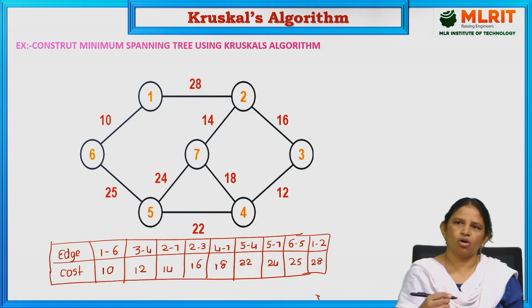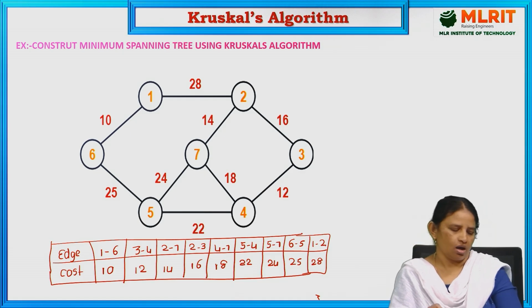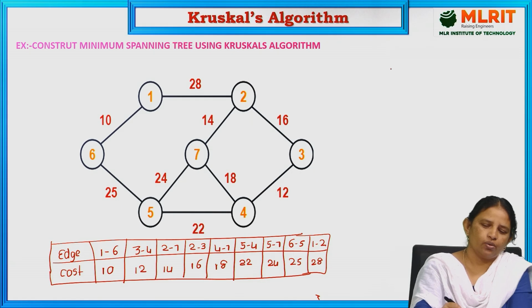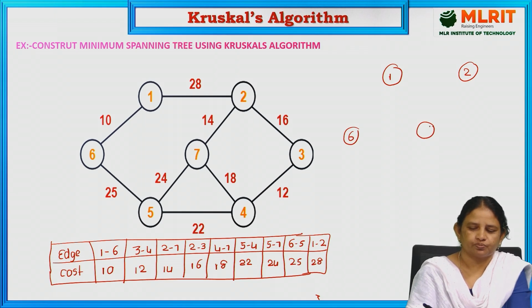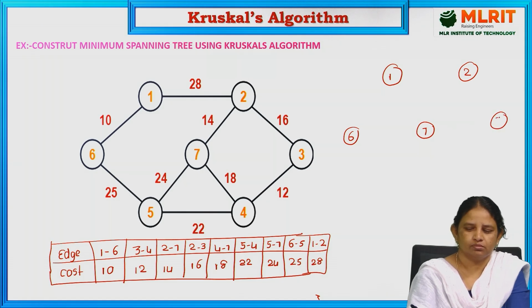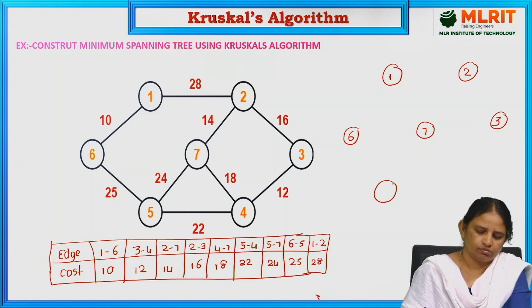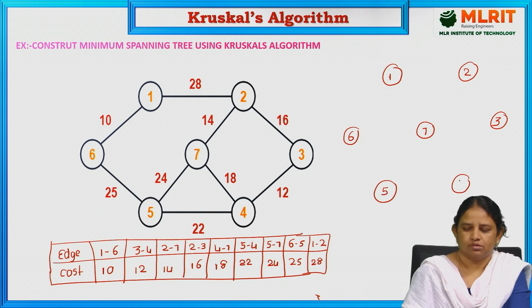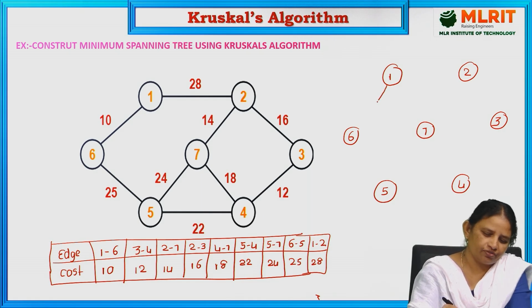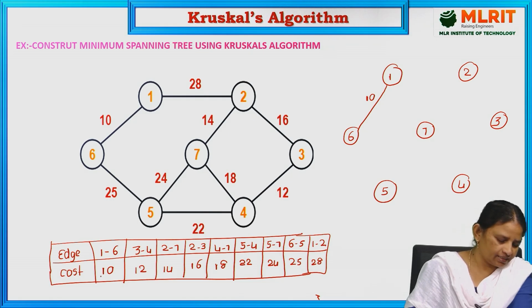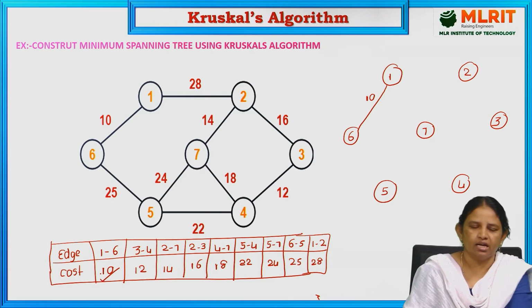Arrange all the edges according to the weight or cost. After arrangement, we have to include those edges in the spanning tree which do not create any cycle. These are the vertices that are present in the graph. So what is the first one? 1 to 6. 1 to 6 is the least weight. So we have to add it in the spanning tree because it does not create any cycle. So 1 to 6 is included in the spanning tree.